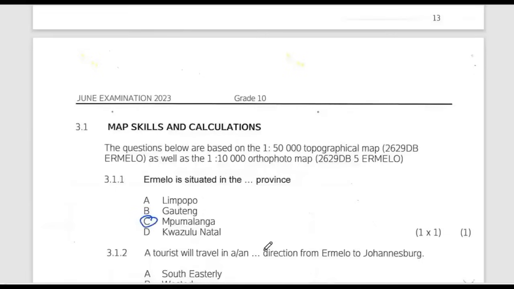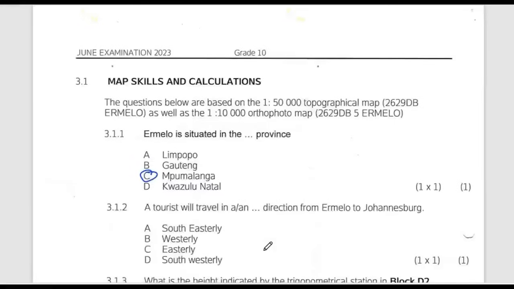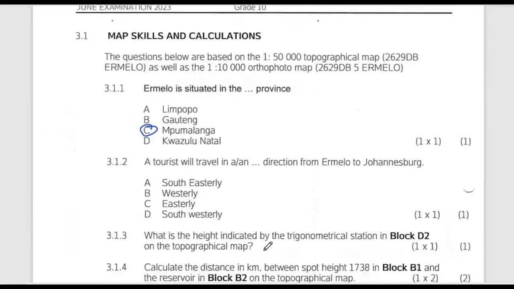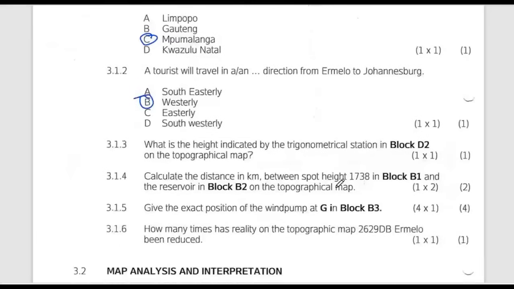Right. And then the other question says a tourist will travel in a or n direction from Emelo to Johannesburg. What is the direction from Emelo going to Johannesburg? We are understanding how those two provinces are related. As you are coming to Joburg from Emelo, we know Mpumalanga is in the extreme east of South Africa and Joburg is in the interior, which means you must be moving in a westerly direction. You're coming from the east going to the west.